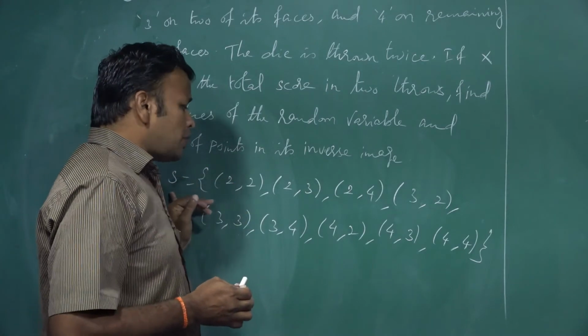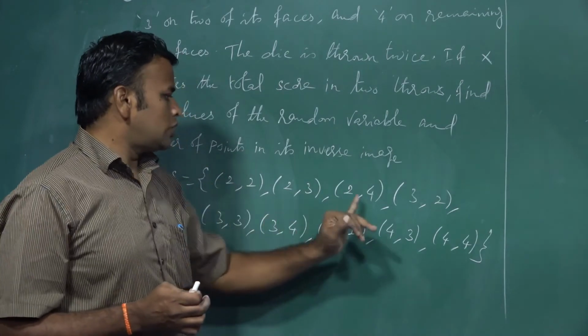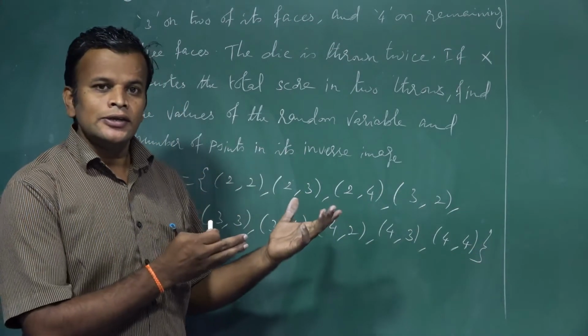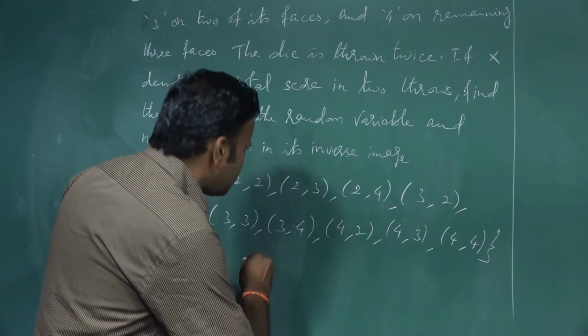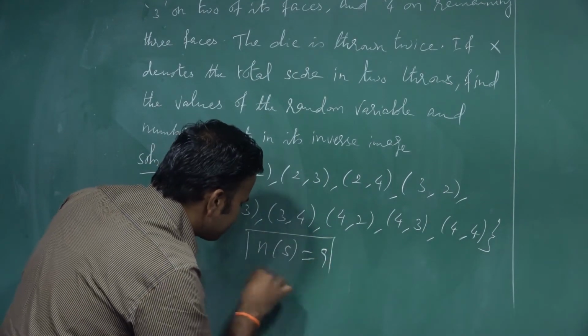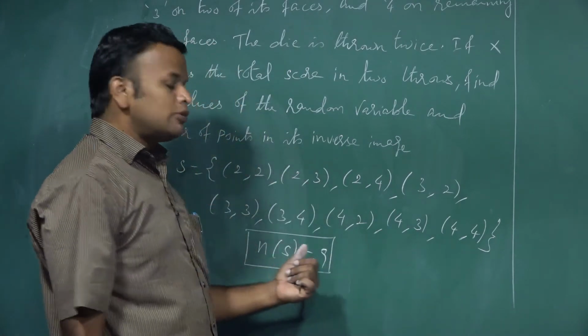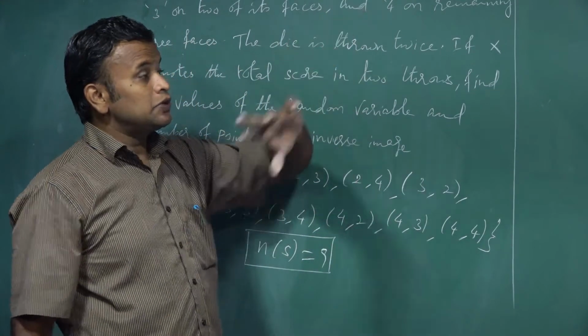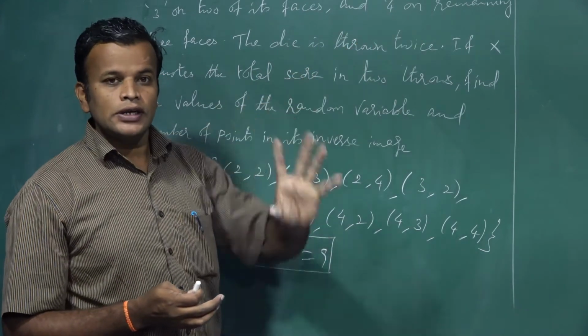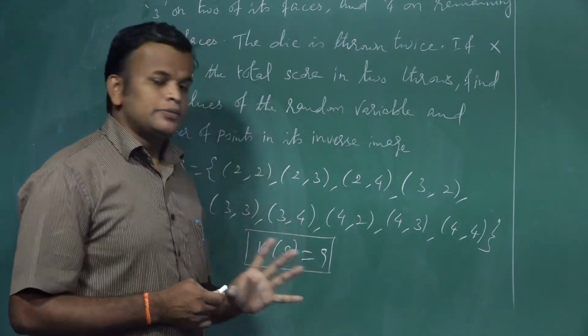So S values are 1, 2, 3, 4, 5, 6, 7, 8, 9. So it's a special die. So the sample space value is only 9 possible. So n of S is equal to 9. So this is the sample space here. It does not consider all the 6 faces as different. 3 faces are 4 and 2 faces are 3. So n of S value is 9.